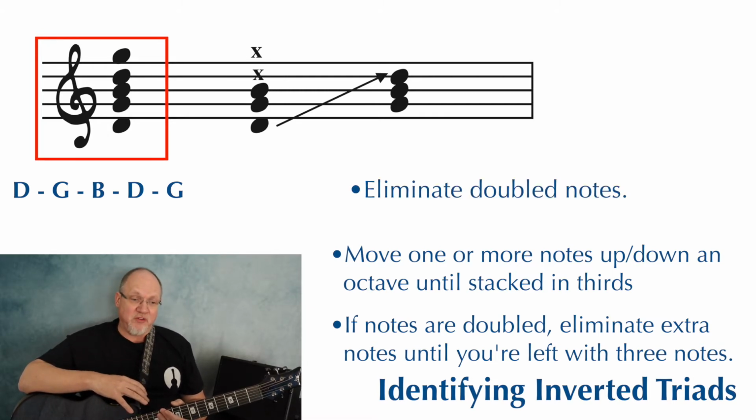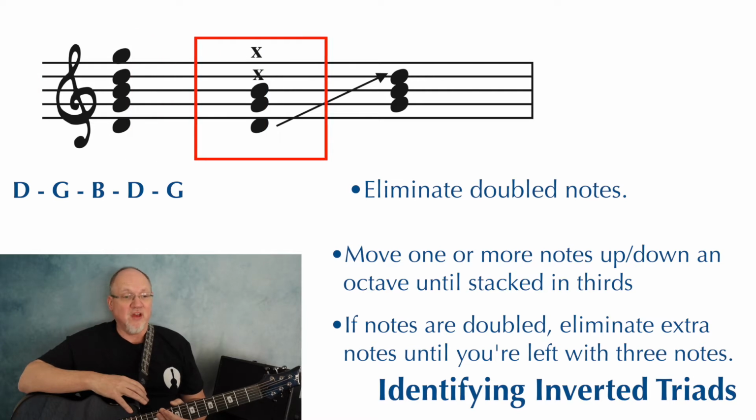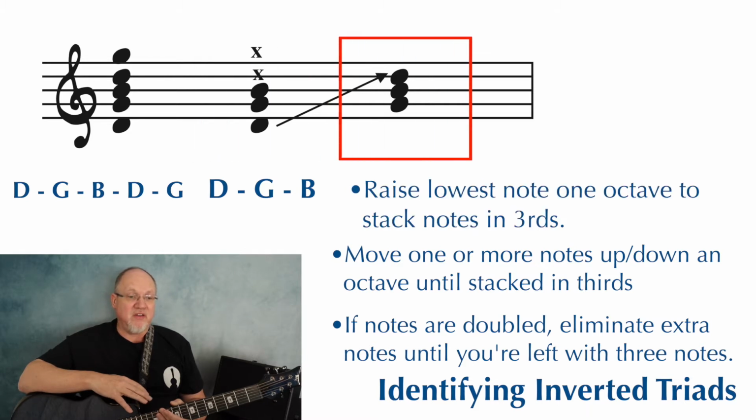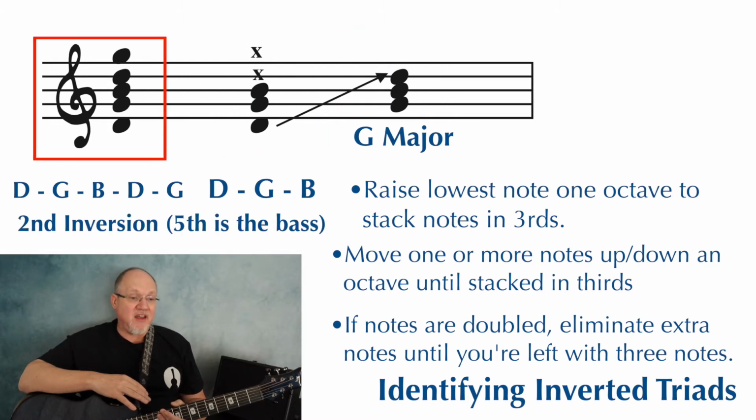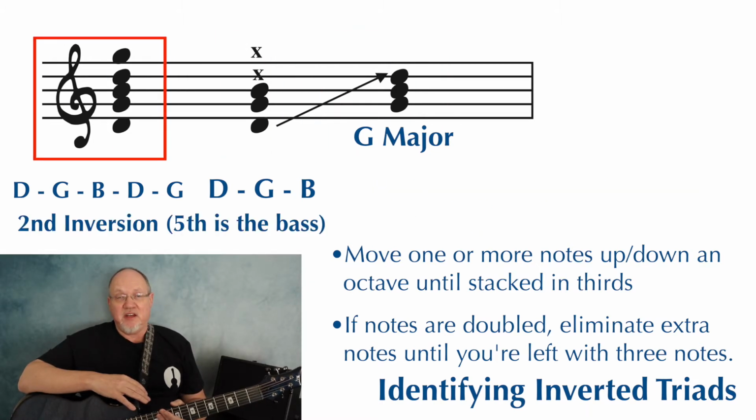The first thing I did was to take out some of those doubled notes, so I crossed out the higher G and the higher D, and we're left with, from bottom to top, a D, a G, and a B. From there, we can take the D at the bottom of the staff, move it up an octave. Now all those notes are neatly stacked in thirds, G, B, D, and this is a G major chord. Originally, this chord is in second inversion because the D, the fifth of the chord, is the lowest sounding note.